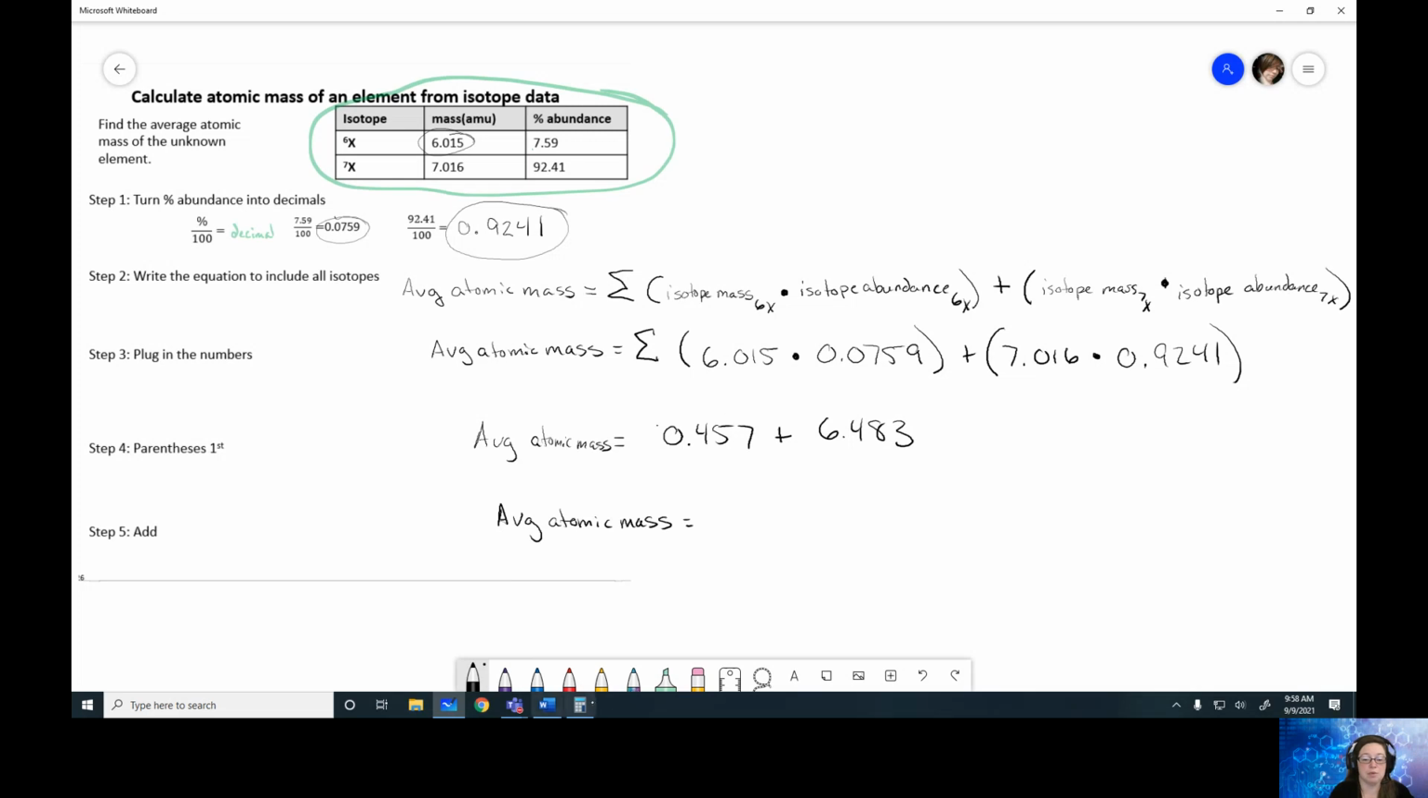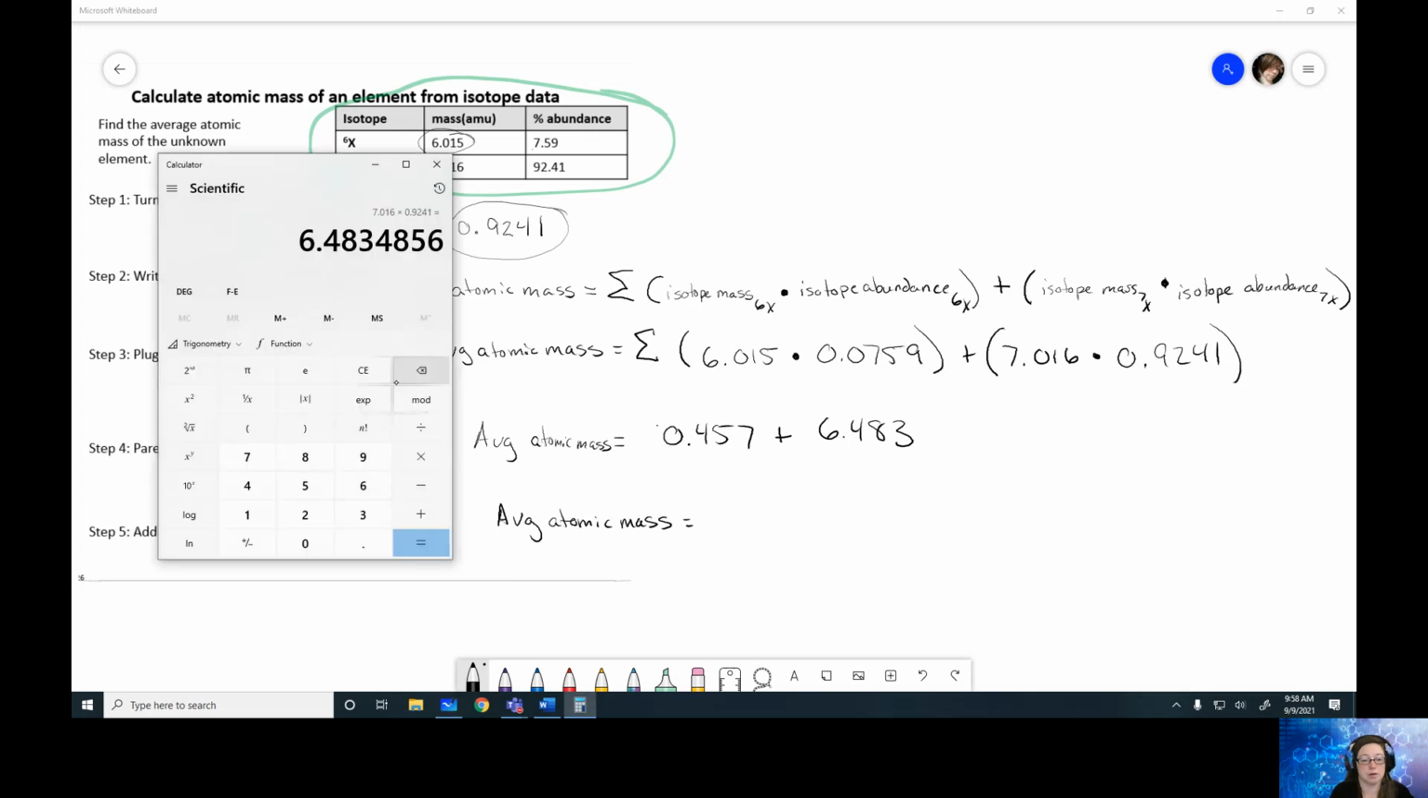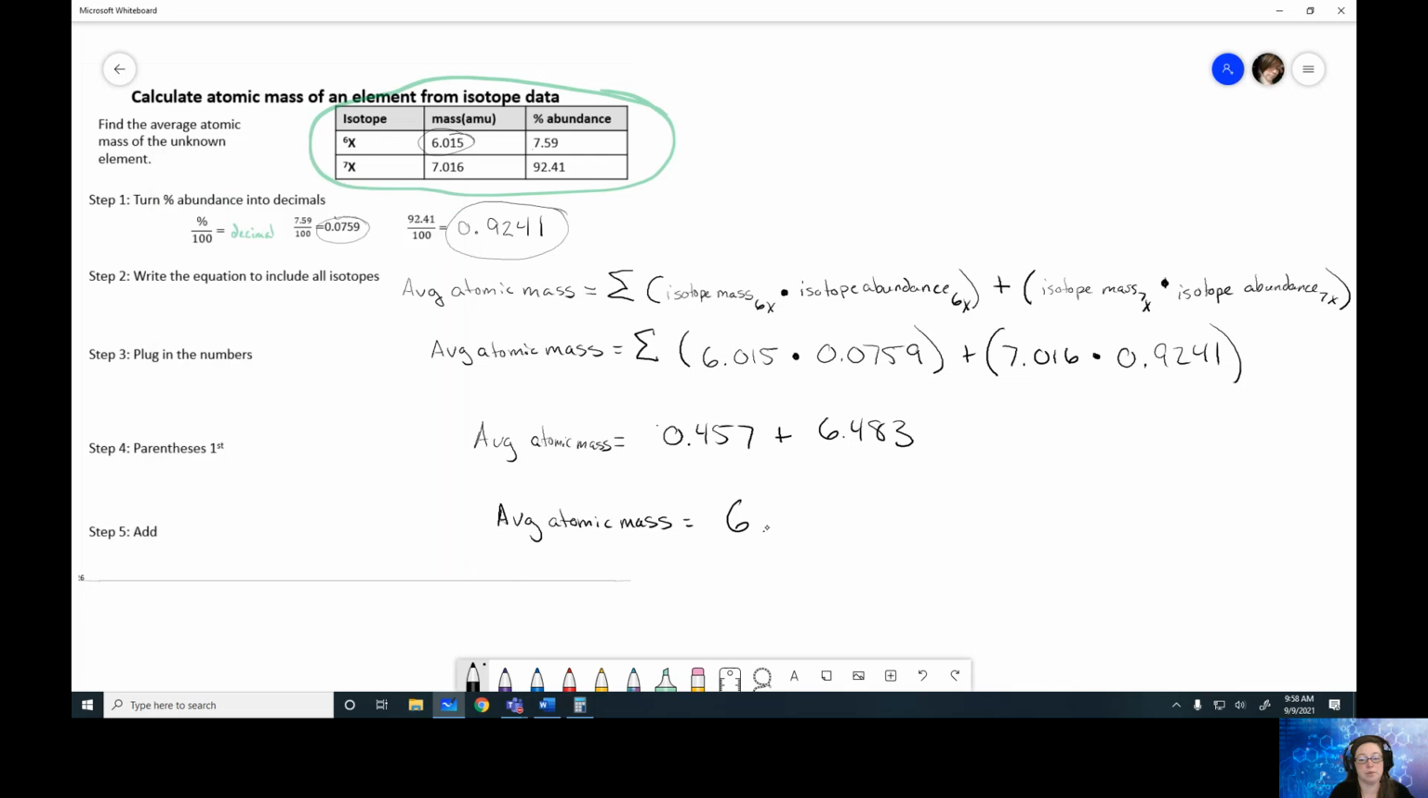Okay, and then we're just going to add those together. So clear. 0.457 plus 6.483 equals 6.94. Okay, so the average atomic mass for our unknown element is 6.94 AMU.